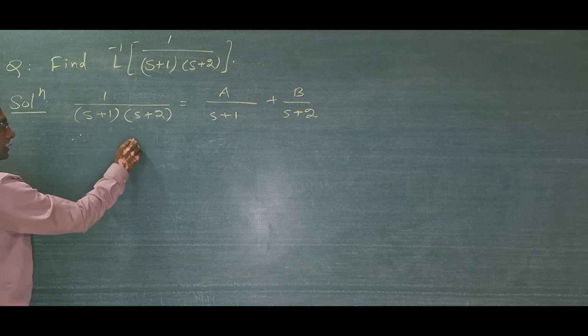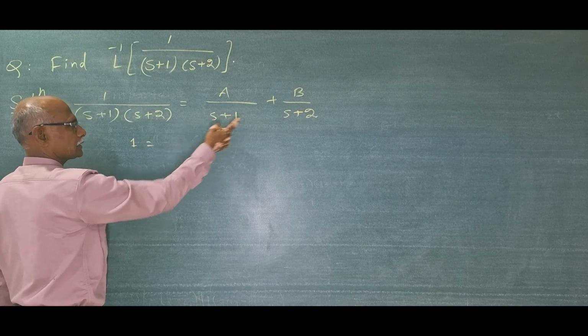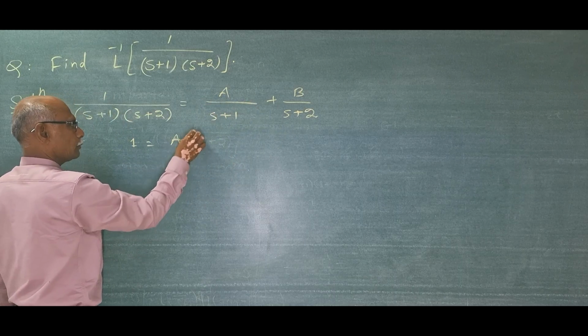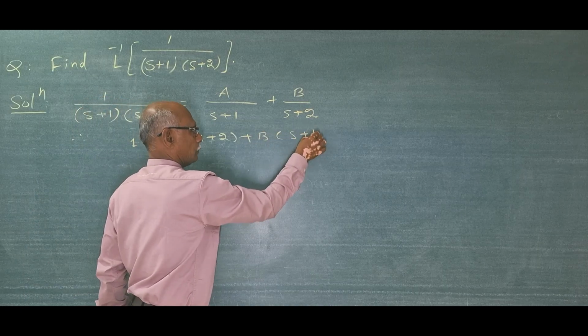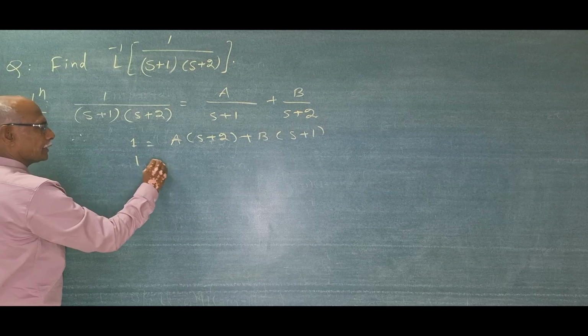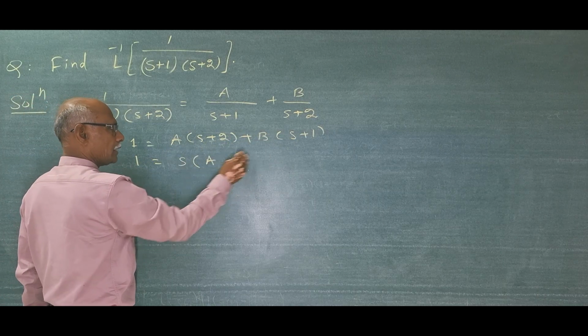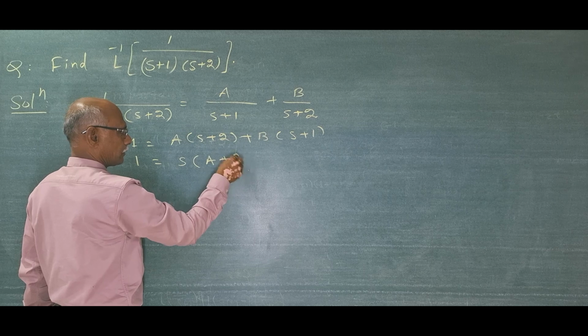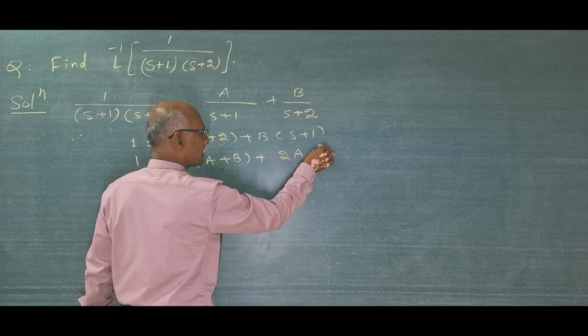So, 1 is the numerator on the left hand side and A, B are the numerators on the right hand side. So, we cross multiply. A into bracket s plus 2 and here B into bracket s plus 1. You can understand this. Now by comparison method we can get the answer. If I take s common, then I am getting A and here B, and the remaining things we write 2A plus B. These are constants.